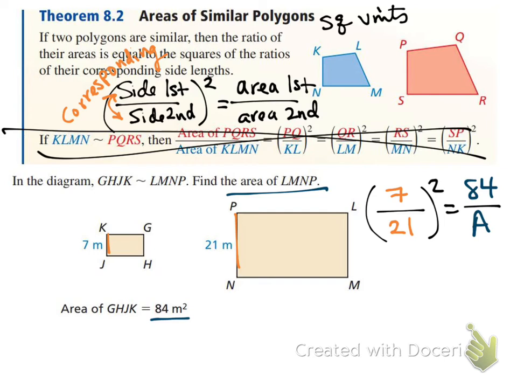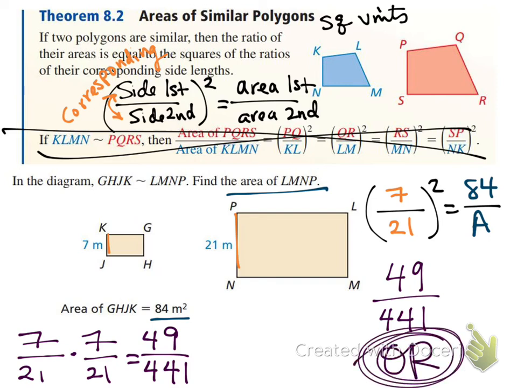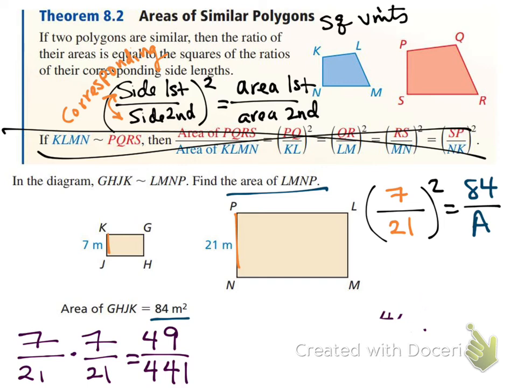We are going to square these. So here's how you square a fraction. Squaring is multiplying times itself. So when you square a fraction, square the top: 7 times 7 is 49. And square the bottom: 21 times 21 is 441. So 49 over 441. Or you can reduce before you square. So I'm going to keep this 49 over 441 equals 84 over A.